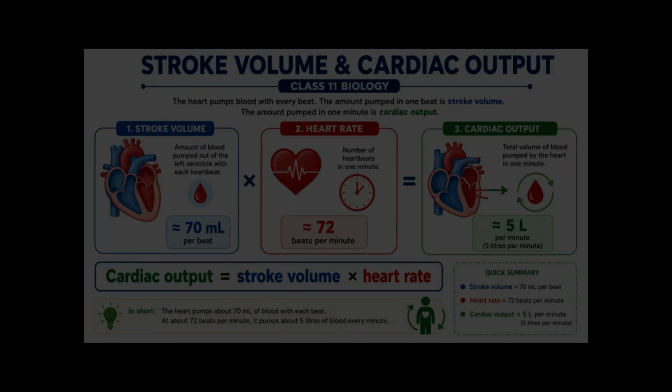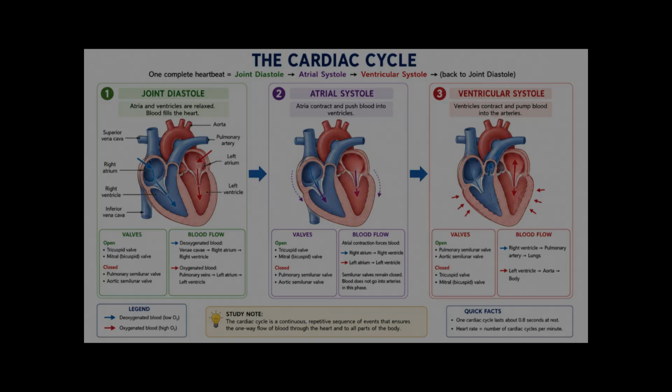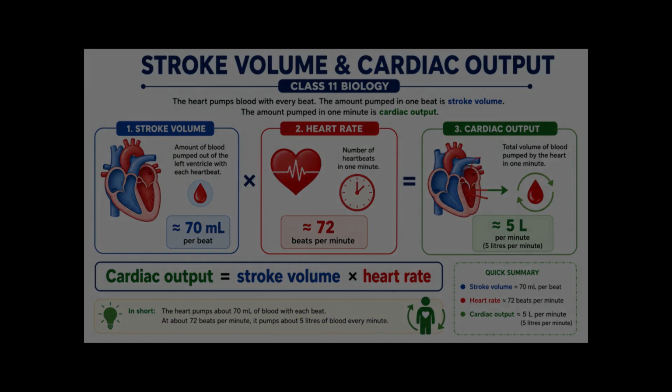Q24. What is cardiac cycle? The repeated sequence of contraction and relaxation of atria and ventricles is called cardiac cycle. Q25. What is stroke volume? The amount of blood pumped by each ventricle in one cardiac cycle is called stroke volume. It is about 70 ml.